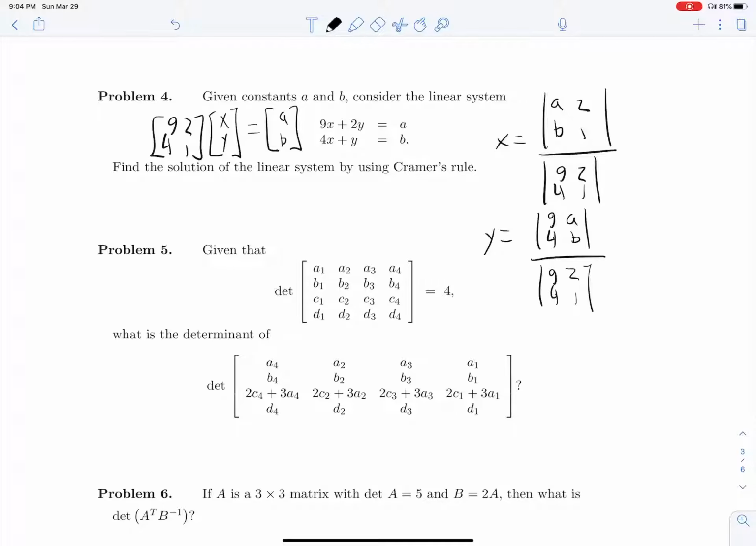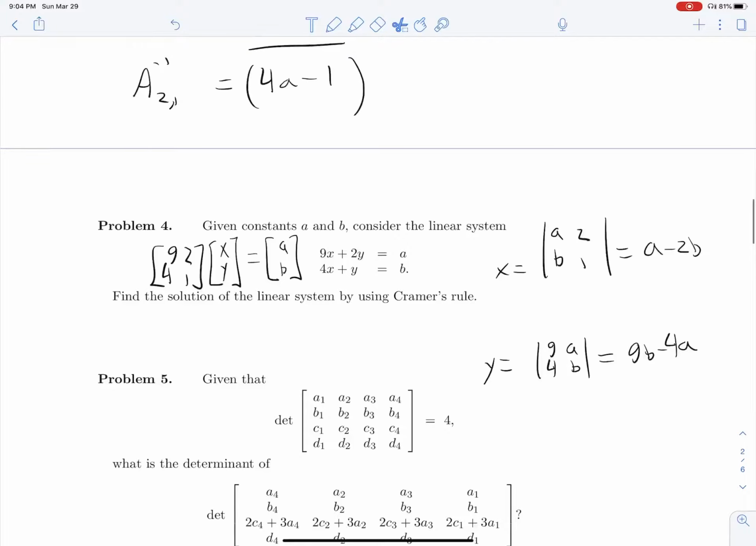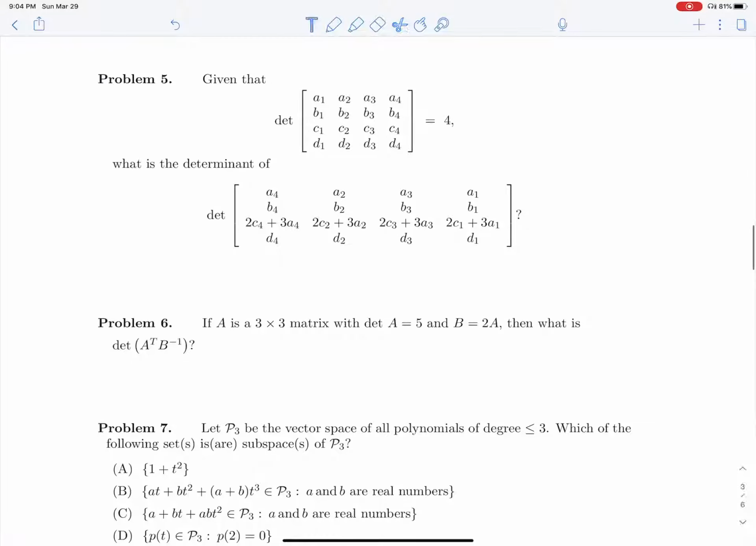And it's pretty nice in this situation that the determinant of 9, 4, 2, 1, our matrix in the denominator, is just 1. So we can get rid of both of these guys. And then solving this determinant is pretty easy. x is equal to a minus 2b, and y is equal to 9b minus 4a. And we're done. And I'm going to move this up a little bit to get out of the way for our next question.